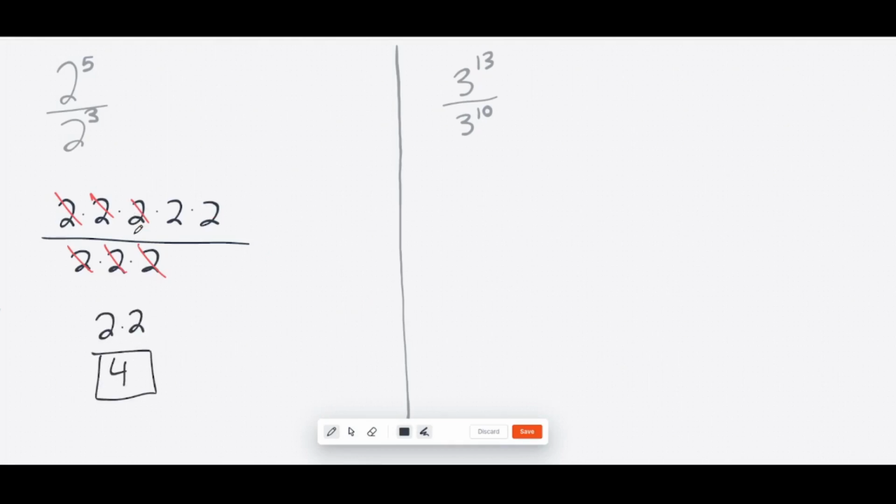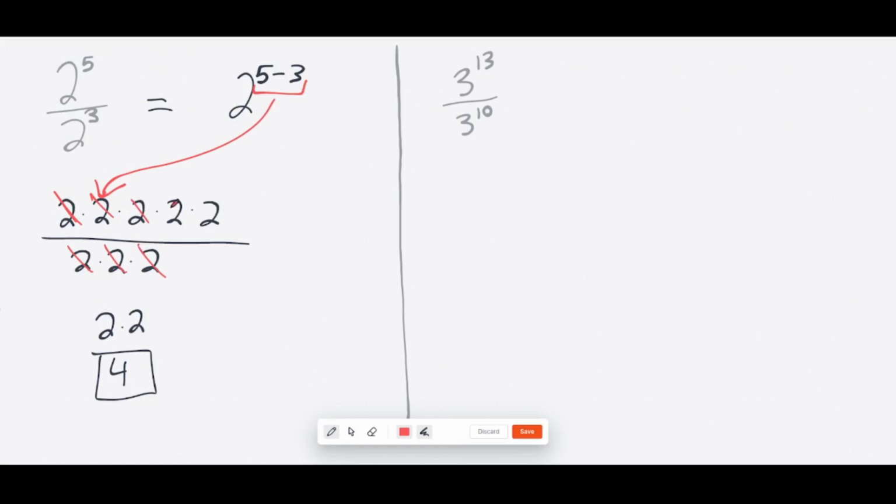So what did we really do here? You can see why the formula comes through, because the whole formula says that we should basically do 2 raised to the power 5 minus 3. The reason that we're doing the 5 minus 3 is that it represents these numbers being crossed out. So we don't actually care about how many total numbers are in the numerator versus how many total are in the denominator.